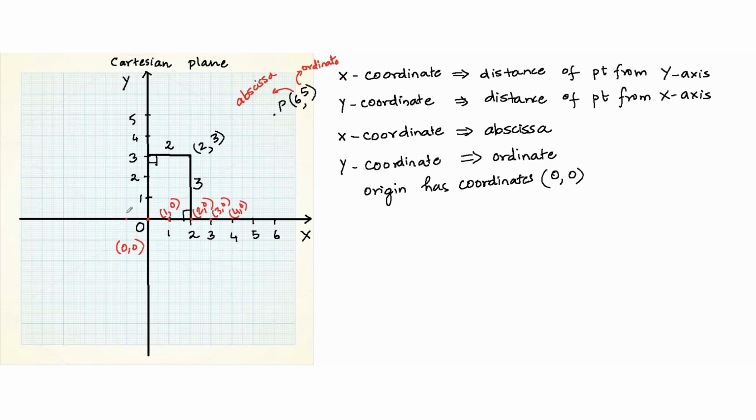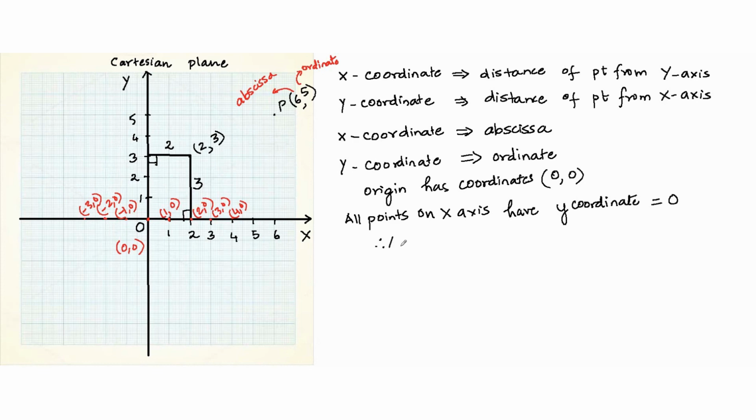And of course on the negative side the coordinate would be negative 1, 0. Then this point would be negative 2, 0. This point would be negative 3, 0, and so on. So one thing that we notice is all points on the x-axis will have their y coordinates equal to 0, right? And that's because the vertical height of the point from the x-axis happens to be 0. That is why the y coordinate is 0.